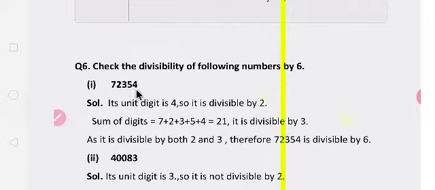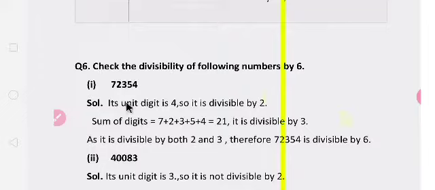We know how to check whether a number is divisible by 2 or not. If its unit digit is an even number or 0, that is 0, 2, 4, 6 or 8, then we can say that it is divisible by 2. So you can see here that its unit digit, or ones digit, is 4, so the number is divisible by 2.